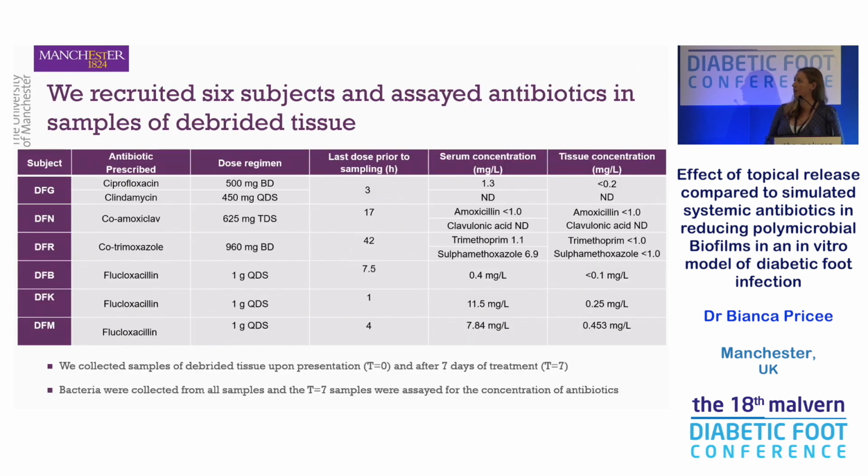So this is some data about the patients. Half of them were treated with Fluclox. Then we had 3 different combinations of antibiotics: co-amoxiclav, co-trimoxazole, and cipro and clindamycin. Not surprisingly, in the tissue, we didn't find very much antibiotic, a little bit of Fluclox in 2 of the subjects, but everything else was below the limit of detection or undetectable to us.